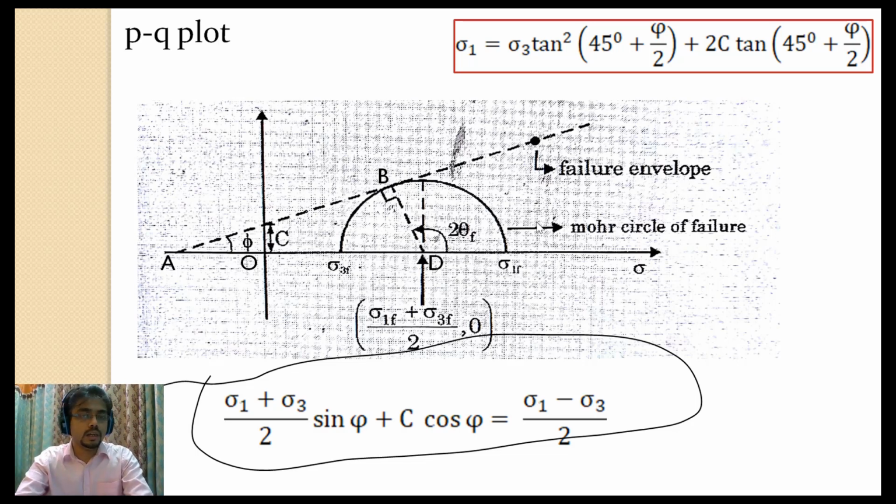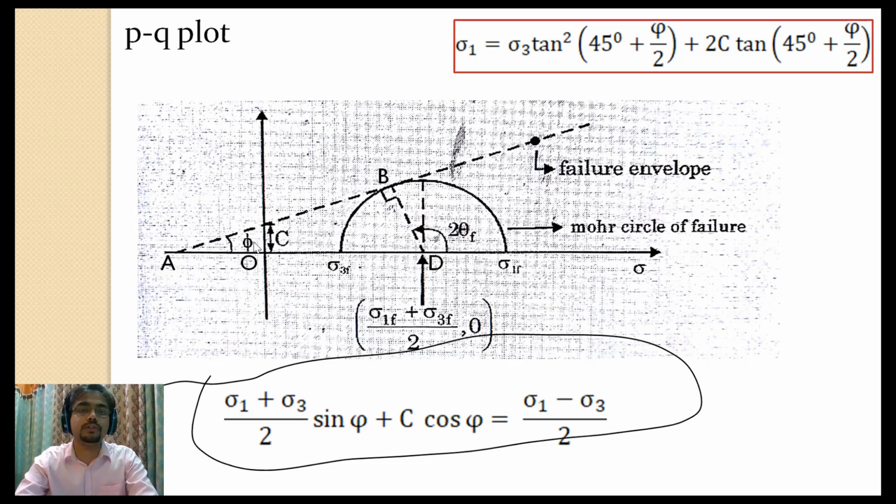Now AD can be divided into two parts, AO and OD. OD should be equal to sigma 1 plus sigma 3 by 2, that is the distance between the origin and the center of the Mohr circle. Now coming to this AO part, if we follow this particular triangle, then from this triangle we can say AO should be equal to c into cot phi.